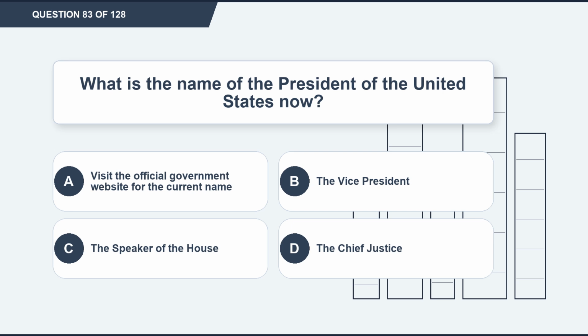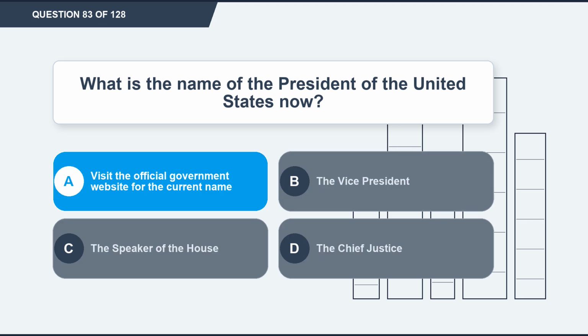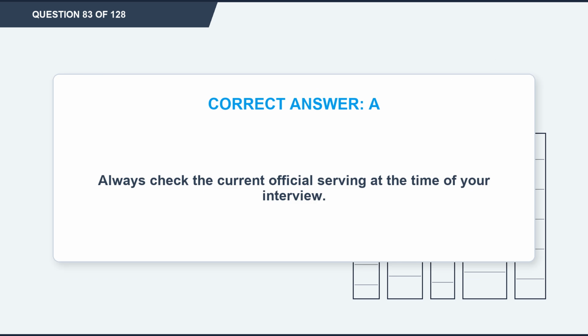Question 83. What is the name of the President of the United States now? Option A, visit the official government website for the current name. Option B, the Vice President. Option C, the Speaker of the House. Option D, the Chief Justice. The correct answer is option A, visit the official government website for the current name. Explanation. Always check the current official serving at the time of your interview.